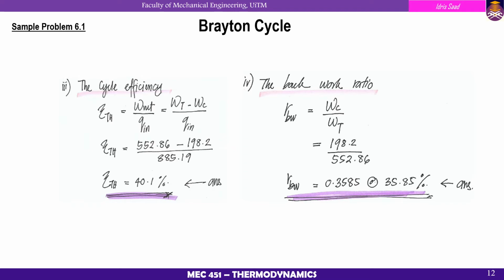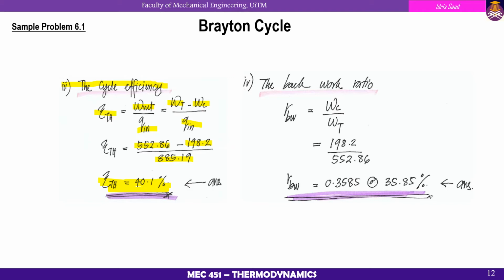Next, we can calculate the cycle efficiency. We know that the cycle efficiency is equal to work net divided by Q in. So work net is equal to work turbine minus work compressor. So we put in the value of work turbine that we calculated earlier, 552.86, and work compressor is 198.2, divided by Q in, which is 885.19. So we get the value of 40.1%. Please do remember the cycle efficiency is basically presented in the form of percentage. So the value is about 40.1%.